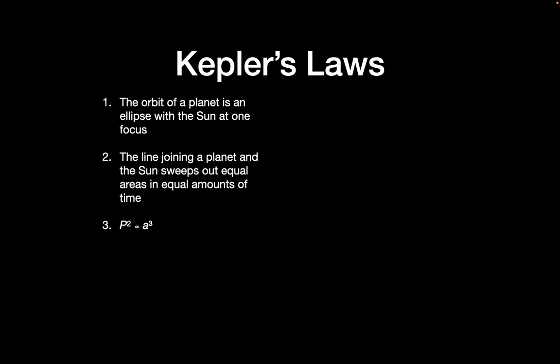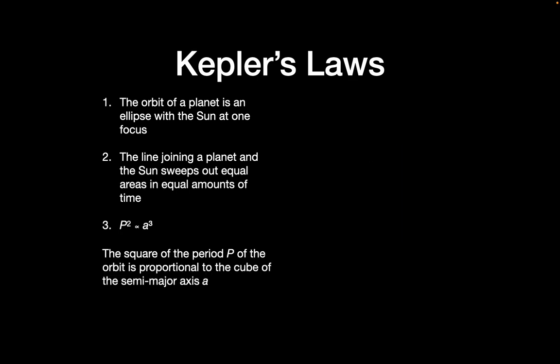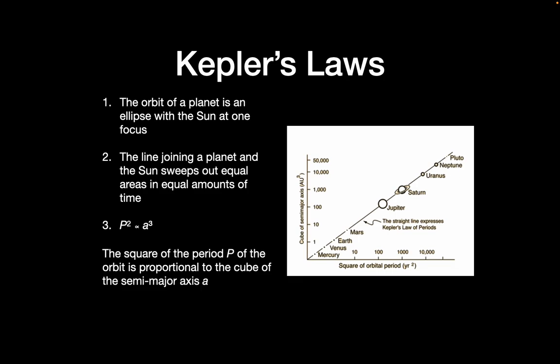And then here's the third law. Here's what we're going to be looking at. The square of the orbital period of the planet is proportional to the cube of the semi-major axis. It's essentially the radius for an ellipse. If you plot the cube of the semi-major axis against the square of the orbital period, all objects in the solar system line up in a straight line like this. This is using a log scale on x and y. So we're going to use log to show this.